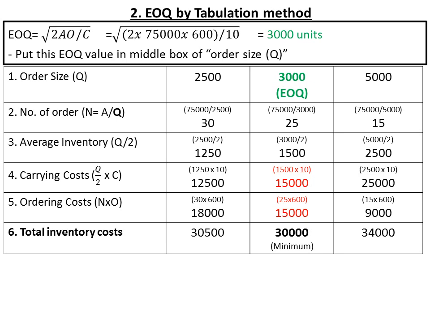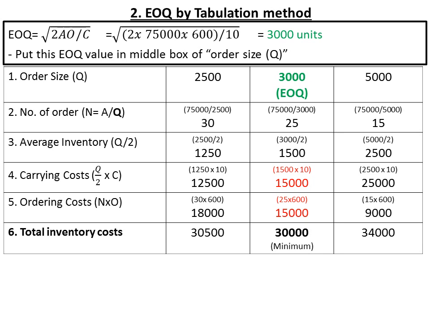Average inventory equal to Q upon 2. Now Q means the order size, row 1 order size. So the average inventory equal to Q upon 2, that is first of all 2500 divided by 2 equal to 1250, and the next one is 3000 divided by 2, that is 1500, and the next one is 5000 divided by 2, that is 2500. Now we can get the average inventory Q upon 2.